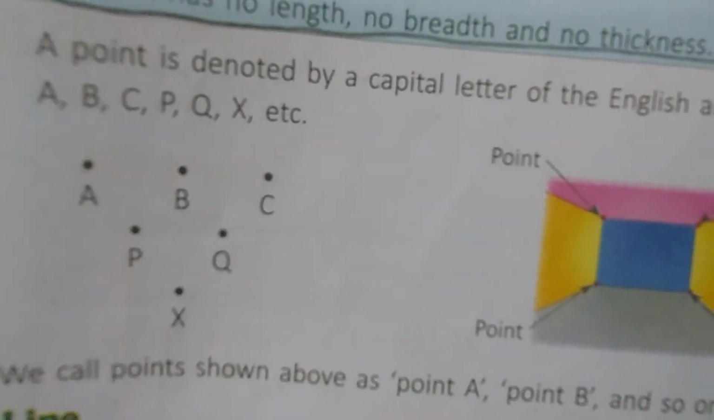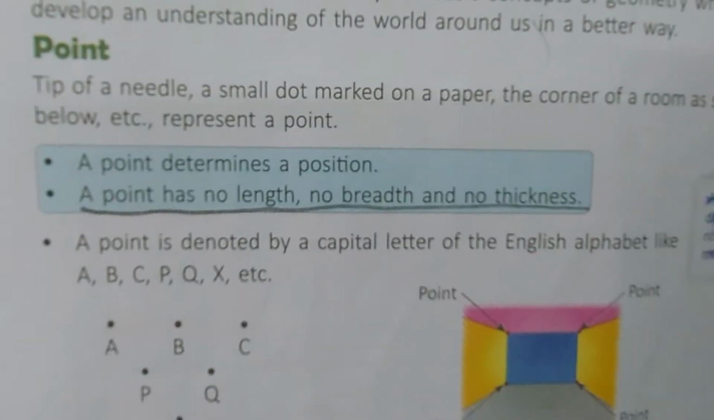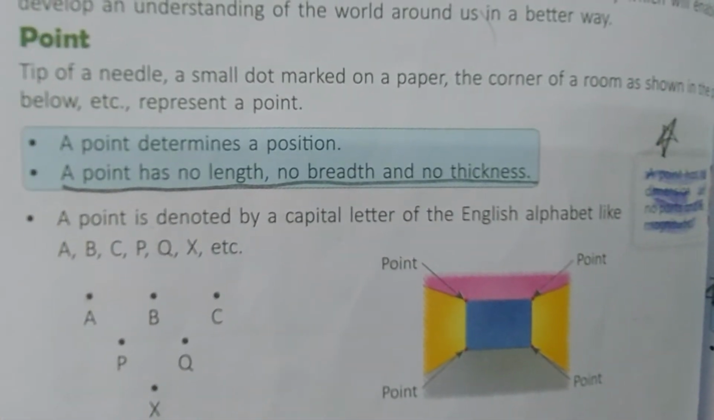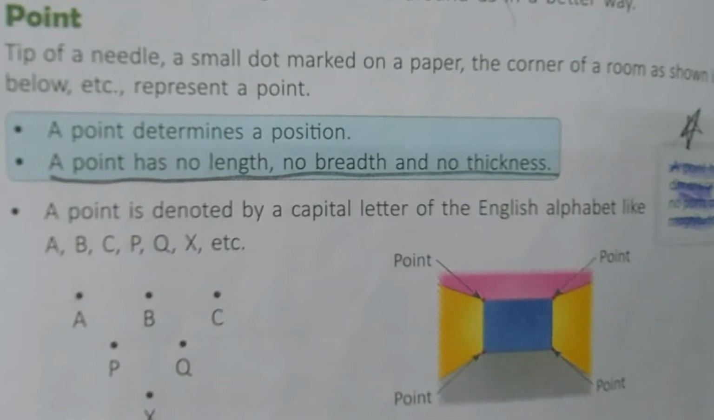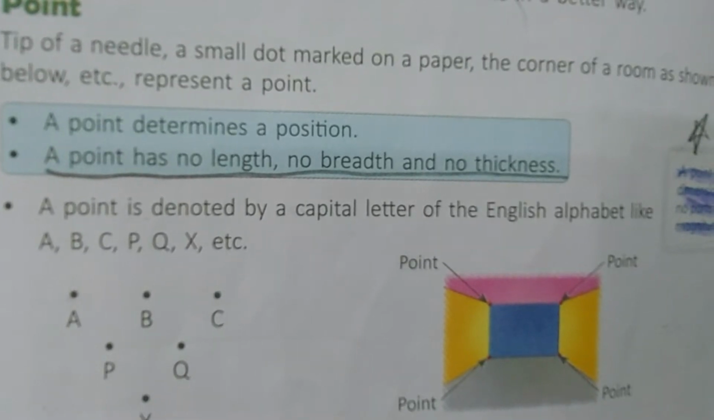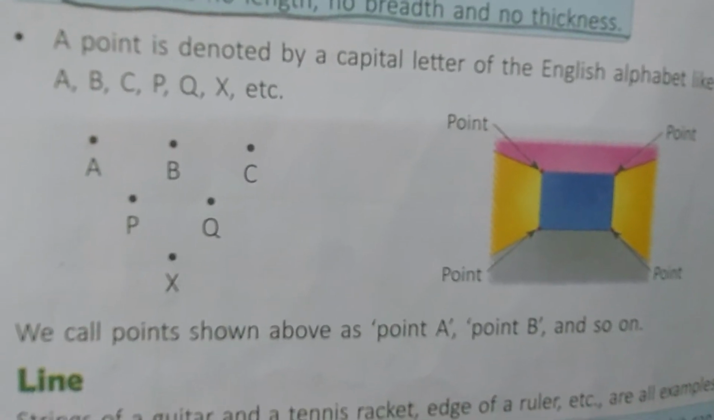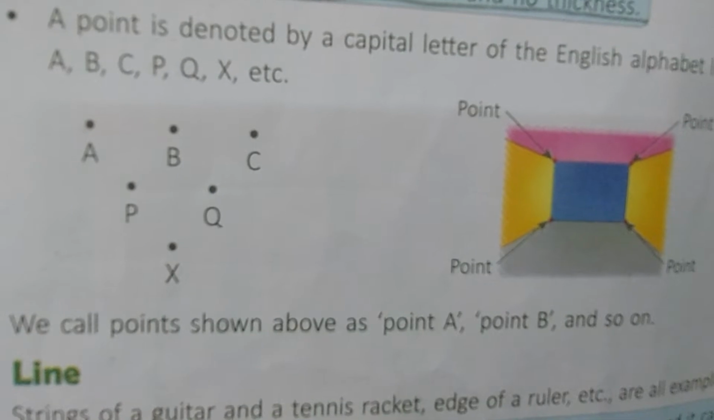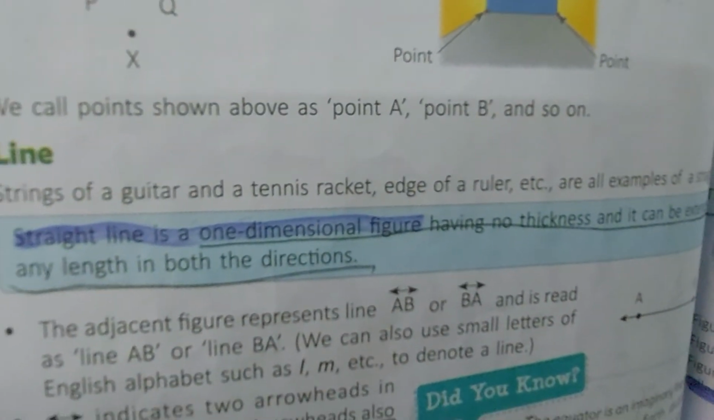Next, first of all, we will discuss the definition of all the things. First we have a point. A point has no length, no breadth and no thickness. We represent it as a dot, like we have shown A, B, C, P, Q, X. They are all points.